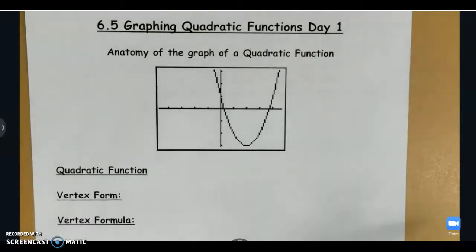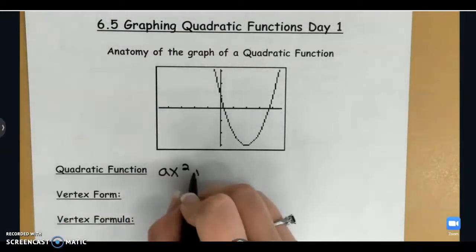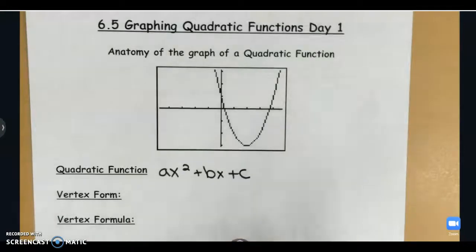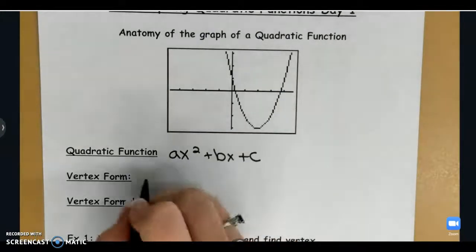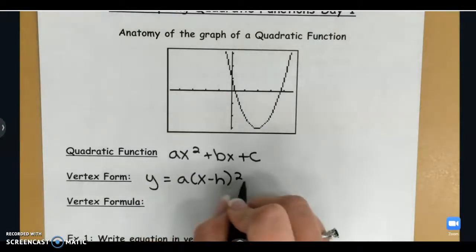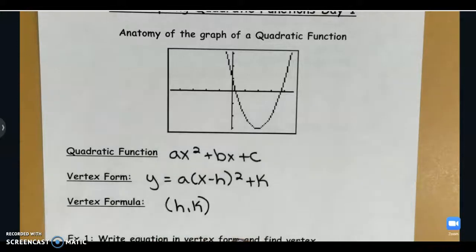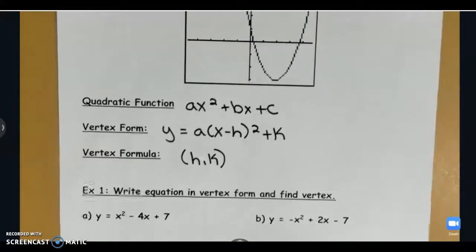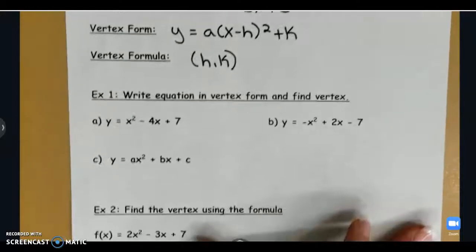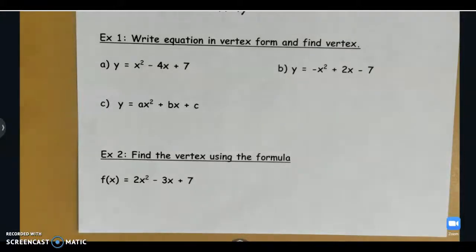So in order to graph these as parabolas, we need to take our quadratic function that we've been seeing in this form, and we are going to rewrite it in vertex form, which is a times x minus h squared plus k, where (h, k) is the vertex of our parabola. So how do we go from our quadratic function to vertex form? We do that by completing the square, which we are familiar with. So let's jump right into an example.